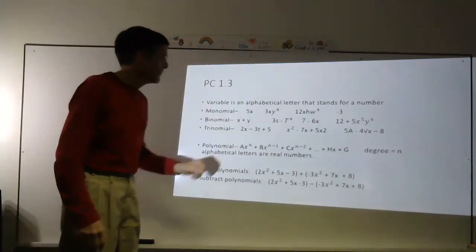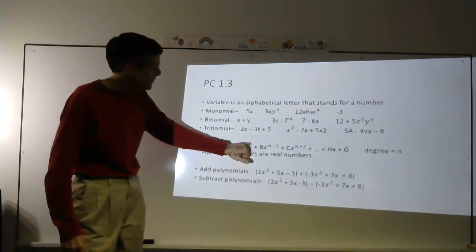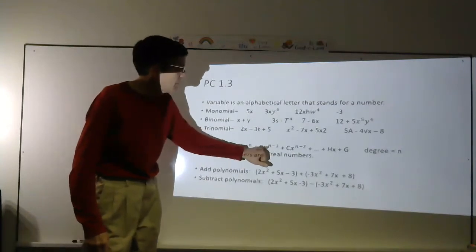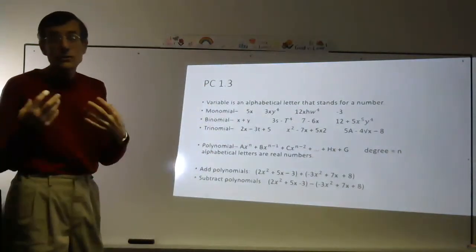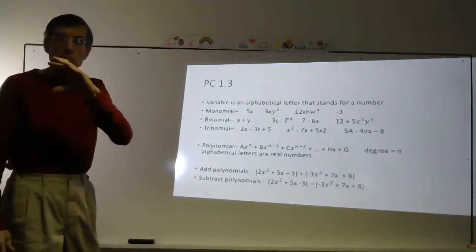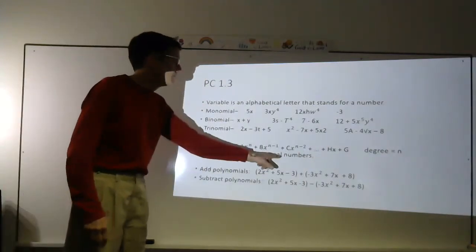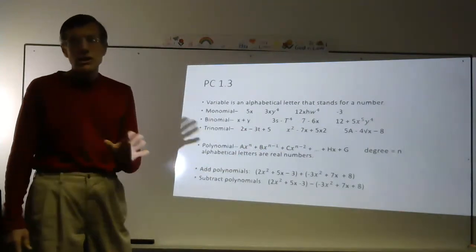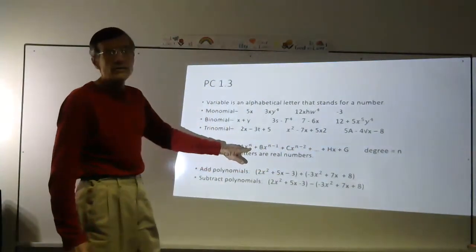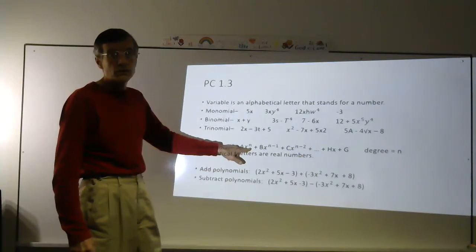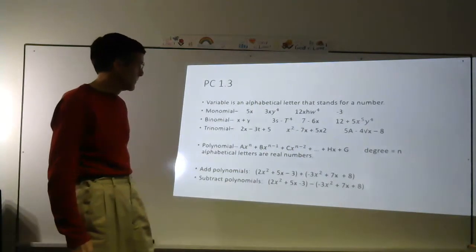Here's the general form of a polynomial. We like to put the powers of x in decreasing order. Here's the biggest power, the next biggest power. You see how they're going down to where there's no x's at all? That's called descending order, going from the biggest powers down to the smallest. The alphabetical letters here are all real numbers. Remember, no imaginary numbers in pre-calc. The degree of this polynomial is the highest exponent. You're going to have some problems today in your homework dealing with what is the degree of a polynomial. It's the highest exponent.